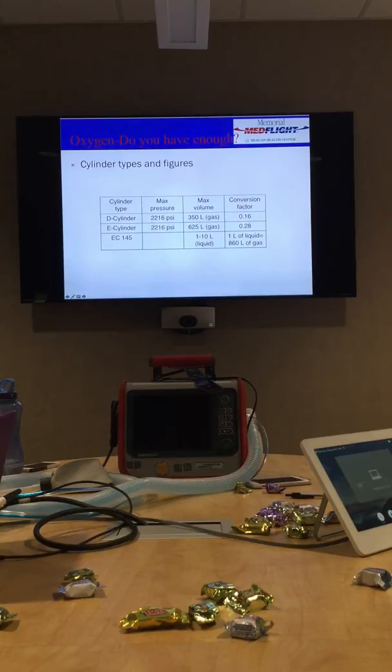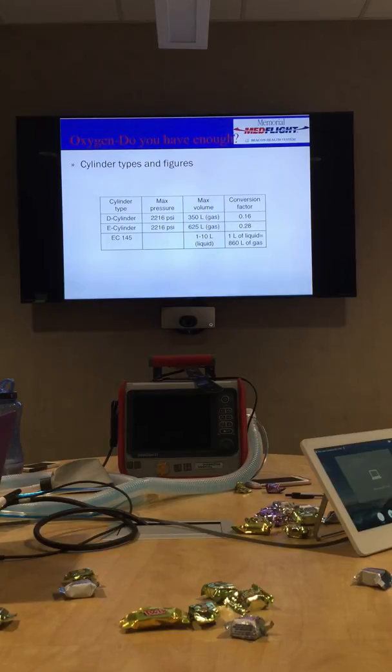This is the question that I said Grant would know. If you had a D-tank and you wanted to figure out how much you were going to have, if you would have enough, how do you figure it out, Grant? You take the, well, first of all, you're supposed to subtract 200 PSI from your gauge, because you always want to make sure you have a residual, because it takes like 200 PSI to push the oxygen out.